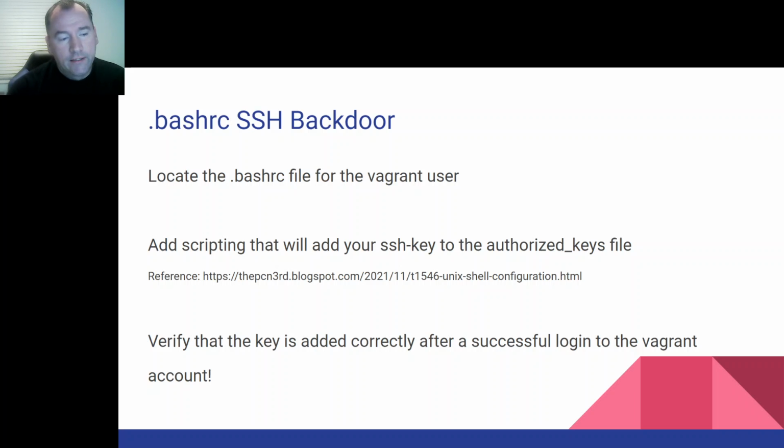So one of the takeaways of this orange attack path LogonScripts is to build a bashrc SSH backdoor. So go ahead and log into the Vagrant user, locate the bashrc file, and we're going to add some scripting that adds your SSH key to the web server under the Vagrant account.